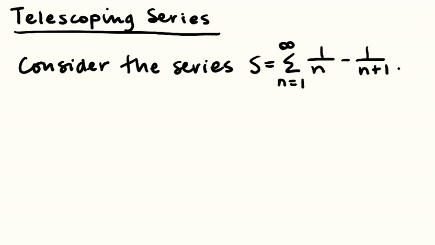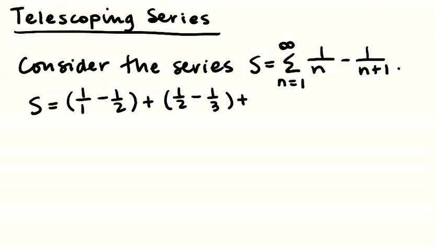I'm going to actually write out the terms of this series. I'm going to start with 1, so 1 over 1 minus 1 over 2, plus 1 over 2, n is 2, minus 1 over 3. And then when n is 3, this will be 1 over 3 minus 1 over 4. And I'll do one more when n is 4, 1 over 4 minus 1 over 5. And then wouldn't want to forget the dot, dot, dot to indicate that this pattern is going to continue.